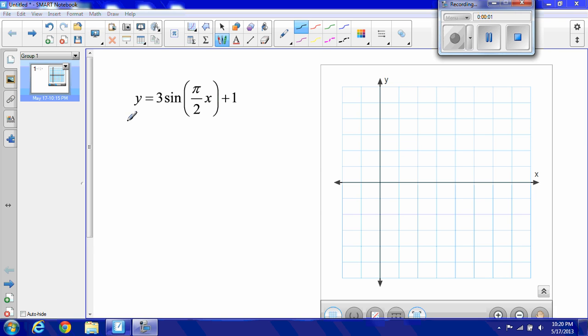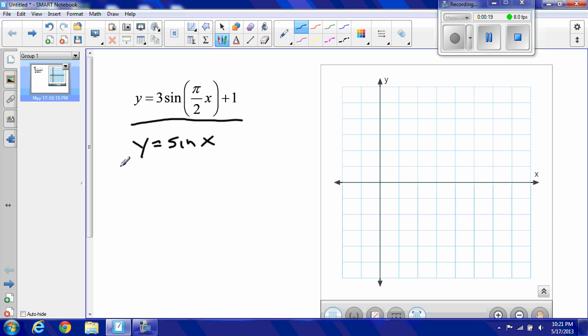Let's graph this function, y equals 3 sine of pi over 2 x plus 1. I'm going to start out by graphing my parent function, like I generally like to do, of y equals sine x. So I know that the period of my parent function is 2 pi. That's how long it takes to complete a complete cycle of the sine function.